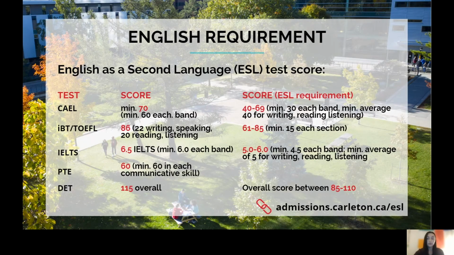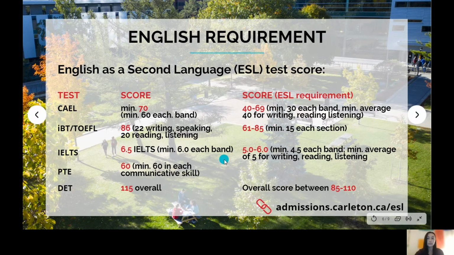So, these are all of the tests that we accept for you to fulfill the English language requirement. You can see those in the first column here. You may choose to take any of these tests in order to fulfill the requirement. Now, in the next column here, you will see the required score in order to enter your program directly. So for example, if you are a student who has taken the IELTS and you score at least a 6.5 overall with no less than 6 in any band, and you are academically admissible to your program, you may be admitted directly to that program.